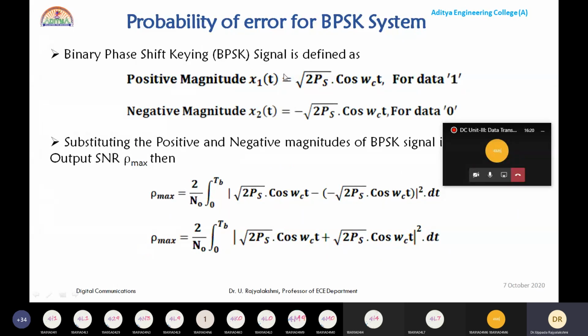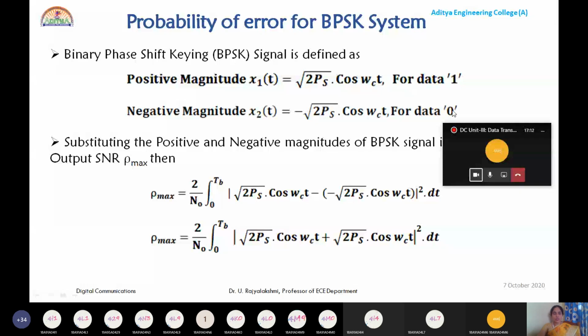So here in this slide, you can observe the definition for binary phase shift keying signal. What are the two levels of the BPSK signal? Please observe x1 of t. X1 of t is root 2 Ps into cos omega ct. This is for data bit 1. Whenever the input is 1, the input signal is of positive magnitude level, because in the case of BPSK the input is bipolar. So whenever the data is 1, the voltage level will be plus 1. So the positive magnitude x1 of t will be root 2 Ps cos omega ct.